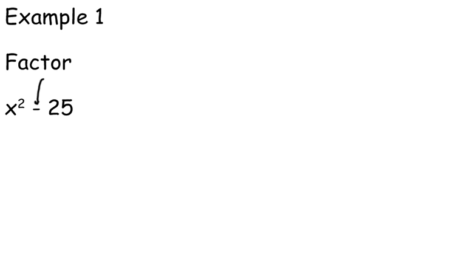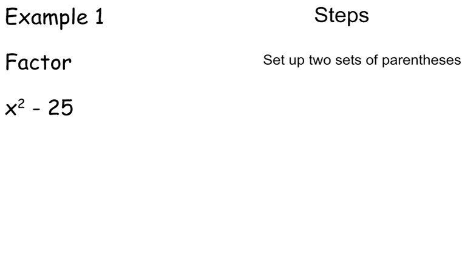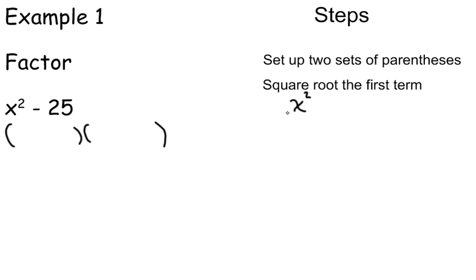Let me give you some steps and some guidelines to do this. What you want to do first is begin by setting up two sets of parentheses. So let's set up our two sets of parentheses. The second step is to square root the first term. So the first term is x squared, and we're going to square root that. The square root of x squared is x, because x times x gives us x squared.